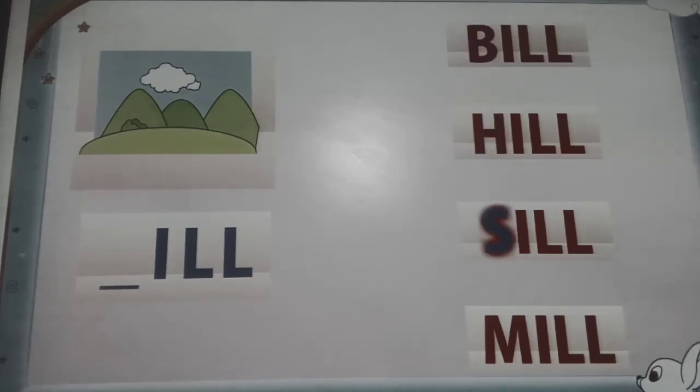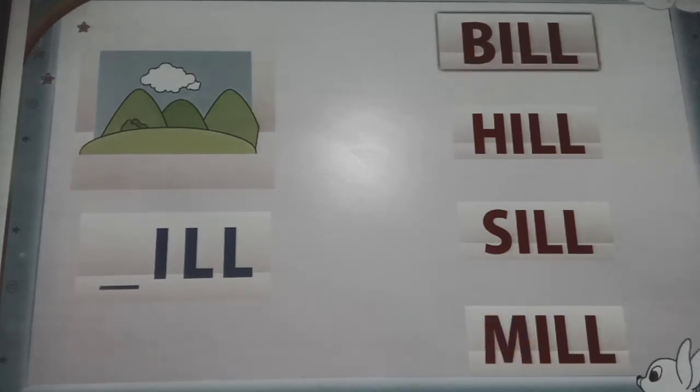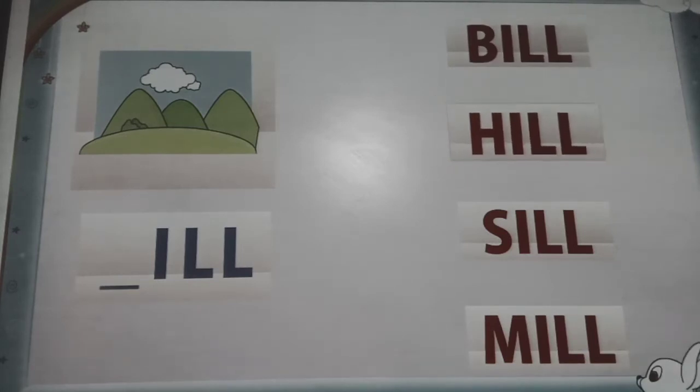The consonants are B, H, S, and M. The rhyming words are bill, hill, sill, and mill. The word that matches with the picture is dash, I, L, L. H, I, L, L. Hill.